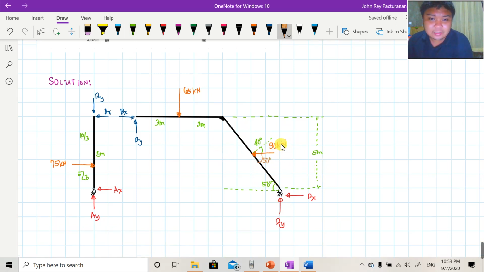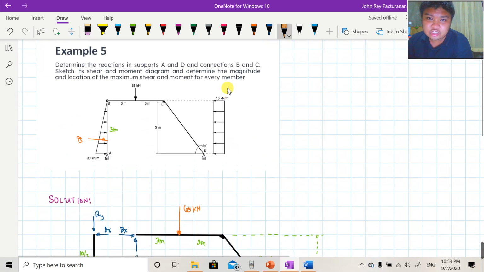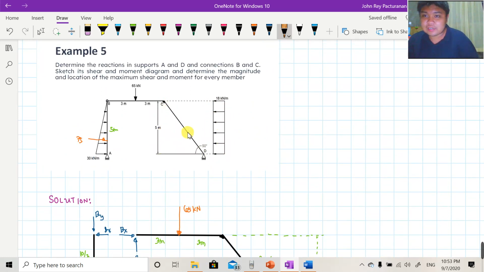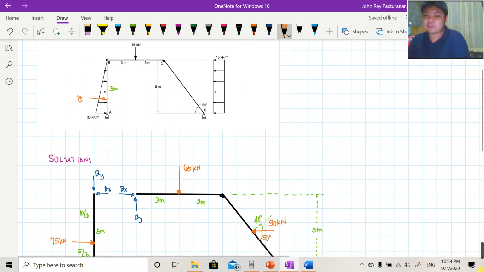Okay? So, for the meantime, so 90 kilonewton siya. Again, since this is a projected load, hindi ito nag-a-act sa mismong member, but this is just a projection. So, imumultiply natin siya ng projected length na 5 meters. Unlike doon, class, sa previous examples natin, na minultiply natin siya ng mismong length. Okay? So, I hope that is loud and clear to every one of you.